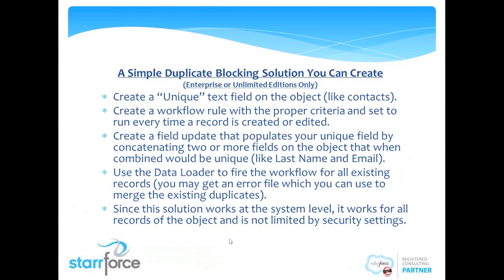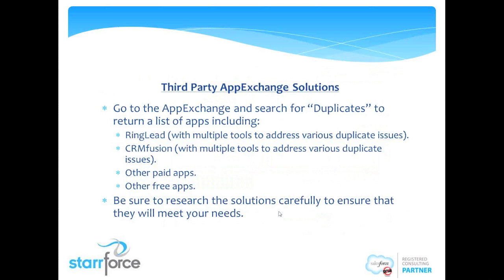And so, like I said, this solution works at the system level all the way around. It doesn't matter about sharing rules or anything else. It will always prevent a record if the concatenation creates a duplicate. Third-party AppExchange solutions. There are quite a few out there. If you go to the AppExchange and search for duplicates, you will return quite a good list. And on top is RingLead. They are one of the most popular, with multiple tools to address various duplicate issues.